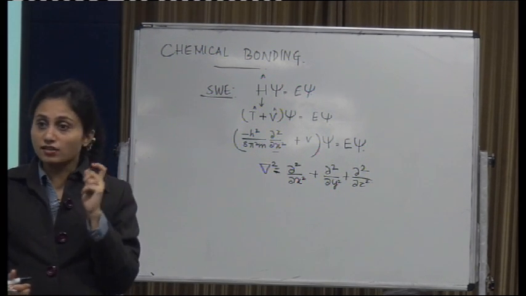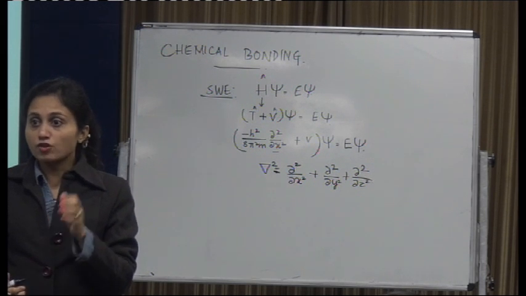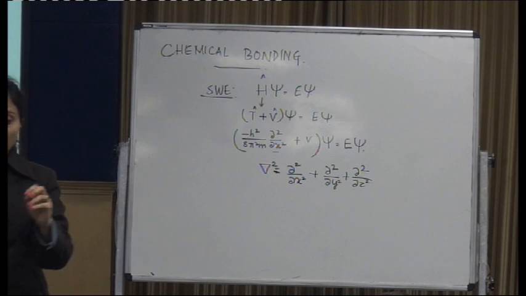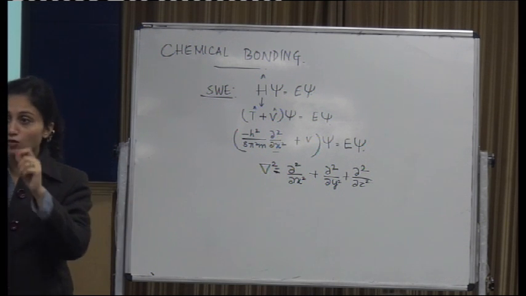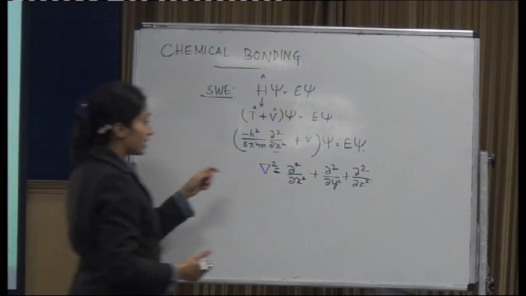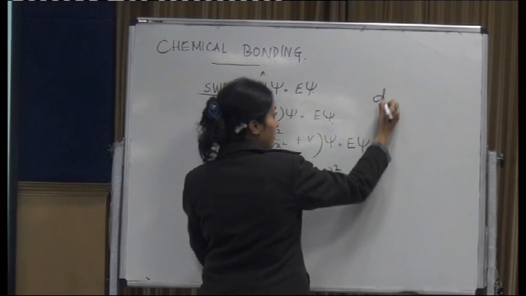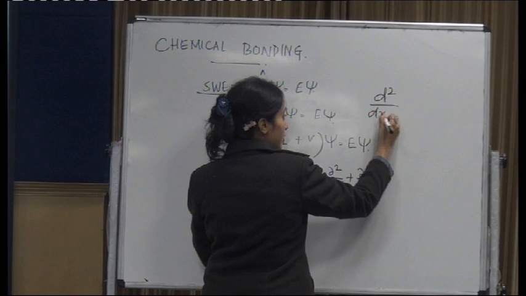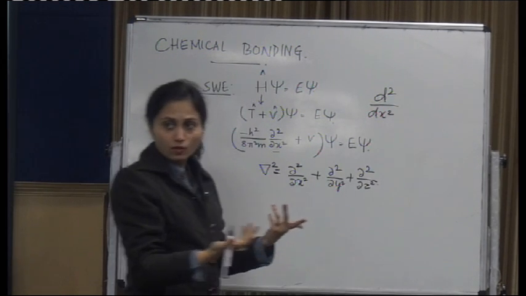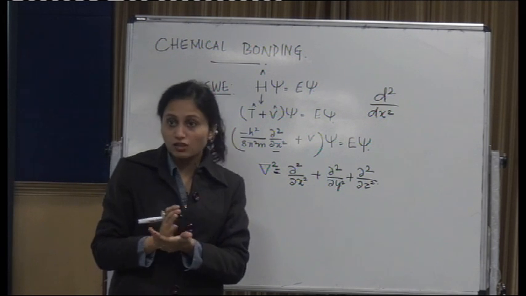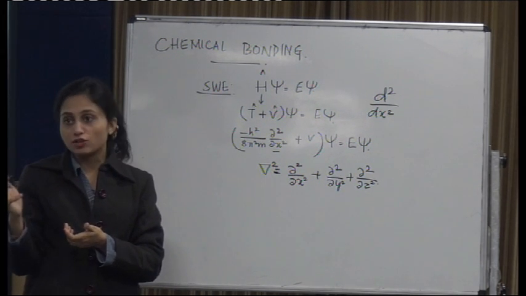So nothing is certain in quantum mechanics. There is always a probability associated with it, that it may be present here, there or somewhere else. There is always a probability factor. Whenever you have something which is exactly known, you use an exact differential, which is d square by dx square or d by dx. Alright, whenever you have some kind of an inexact differential, that means there is a probability associated with it.